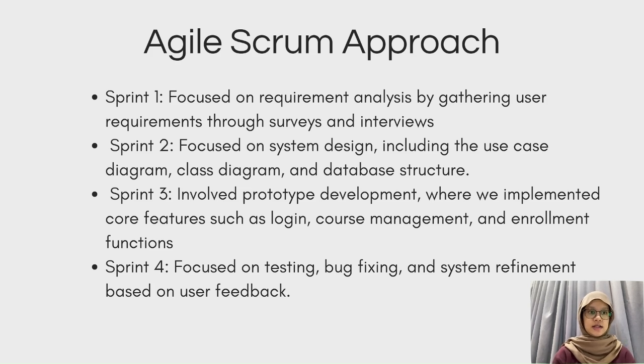First, I will explain the Agile Scrum approach that is used in this project. We selected Agile Scrum because it provides us flexibility and allows continued improvement throughout the development process. So instead of developing the entire system at once, the project was divided into several sprints.